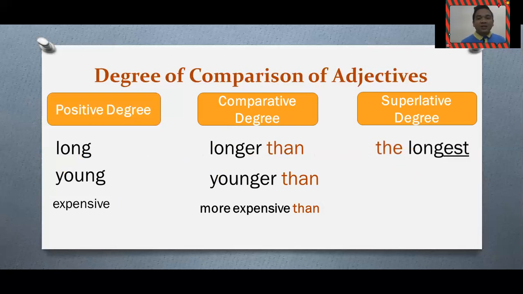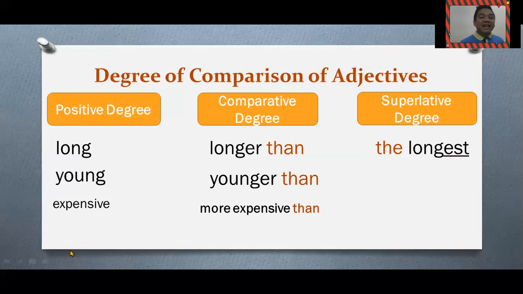It's very easy. Take note, again, if the adjective has one syllable, in order to make superlative degree, you only have to add the before the adjective, and you are going to add est after the adjective. Again, add the before the adjective and add est after the adjective. Only if the adjective has one syllable. But what happens if the adjective has two or more syllables?